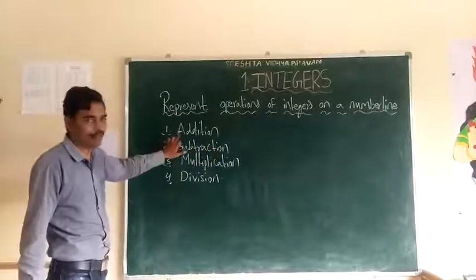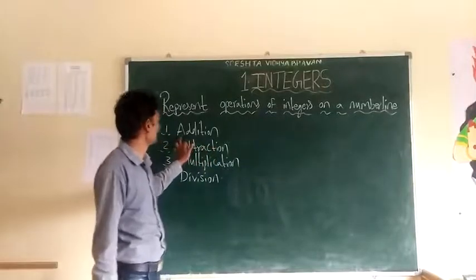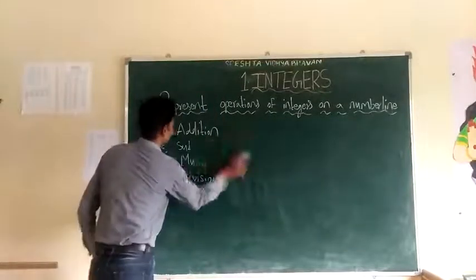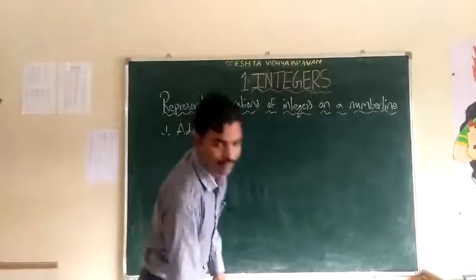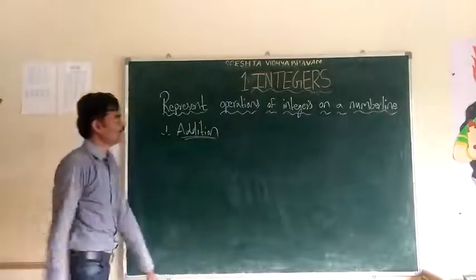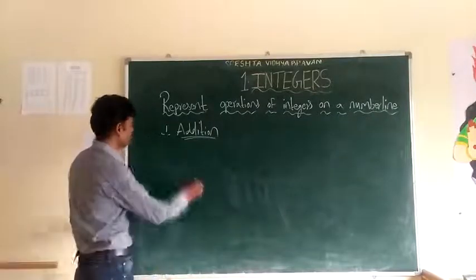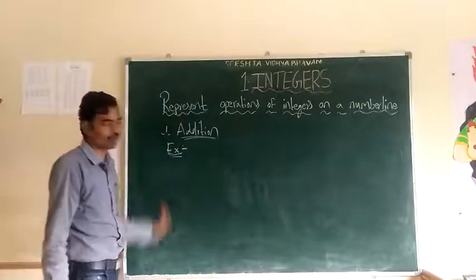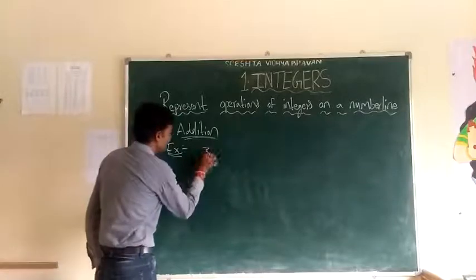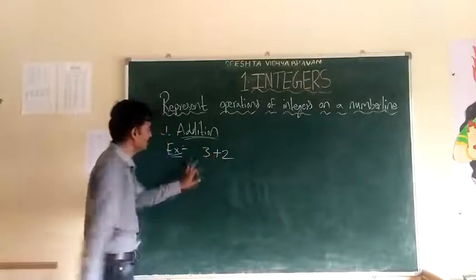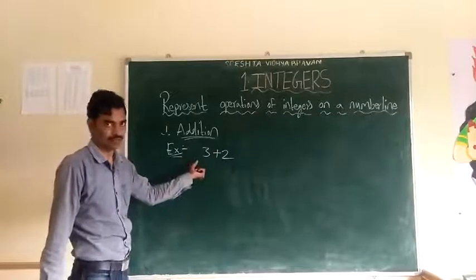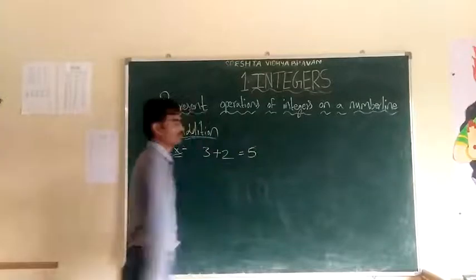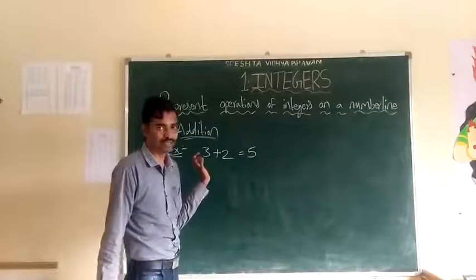First we have to learn how to represent the addition of integers on a number line. Take one example of addition of numbers, that means 3 plus 2. 3 and 2 are both integers. We know that directly the value is equal to 5. 3 plus 2 is equal to 5.